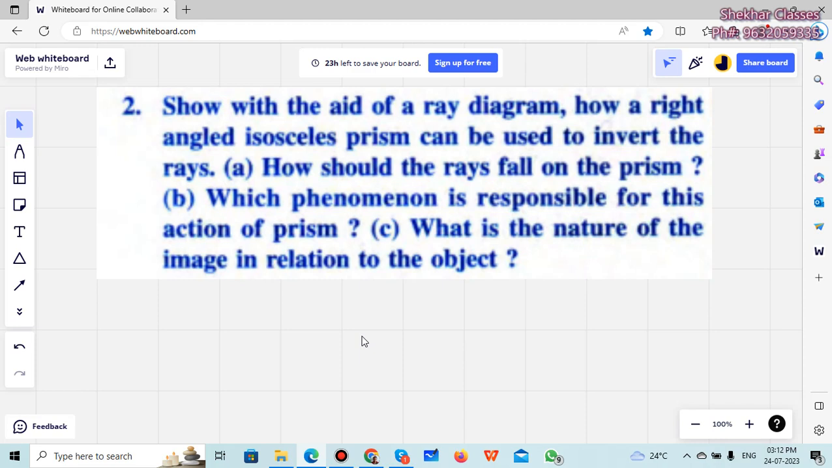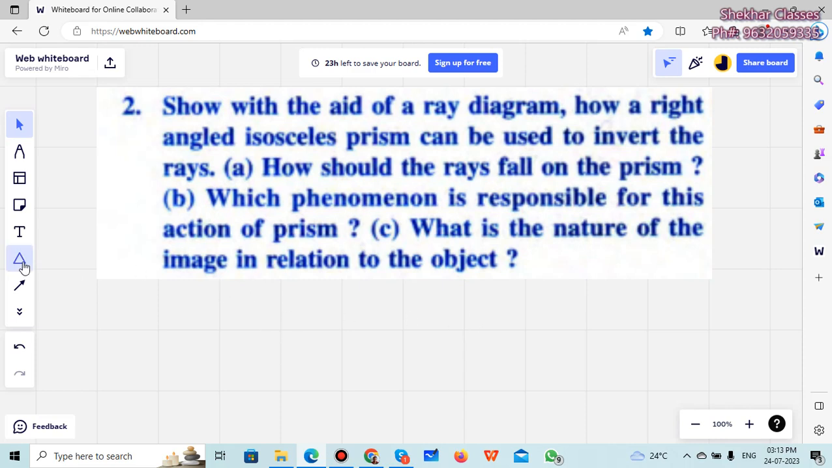Show with the aid of a ray diagram how a right-angled isosceles prism can be used to invert the rays. How should the ray fall on the prism? And second, which phenomenon is responsible for this action of the prism, and what is the nature of the image in relation to the object?